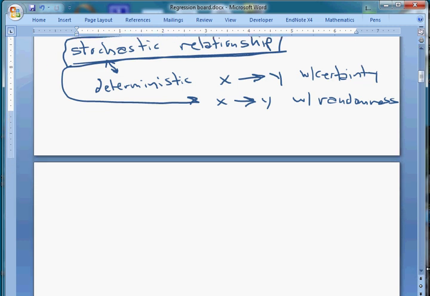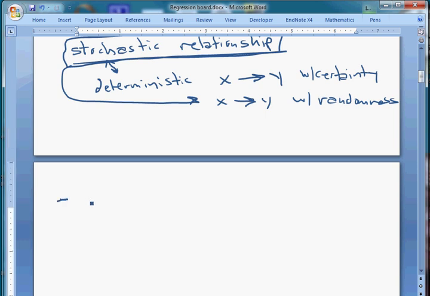Deterministic would be classic physics type relationships on a macro scale where you fire a projectile and it travels a certain distance every time. Whereas this stochastic relationship has to do with random variation that happens. Okay, so that's the basic concept. We're looking at these stochastic relationships. So what do we use it for? Well, we use it for a few things.